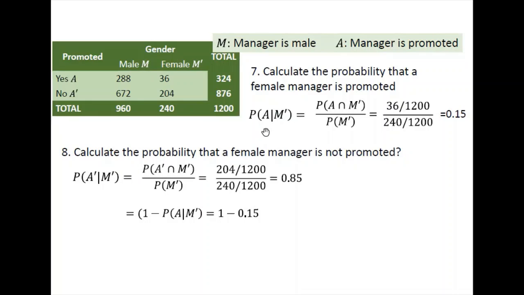Again, you can see that in these two probabilities in 7 and 8, the conditional part is fixed. Here you have A, here A prime, so the probability of A prime given that female is 1 minus the probability of A given that female. So we can also obtain the results from proposition 2. So 1 minus 0.15 is 0.85.